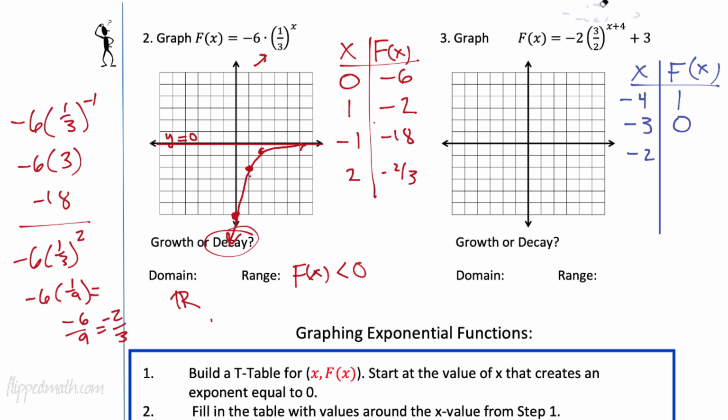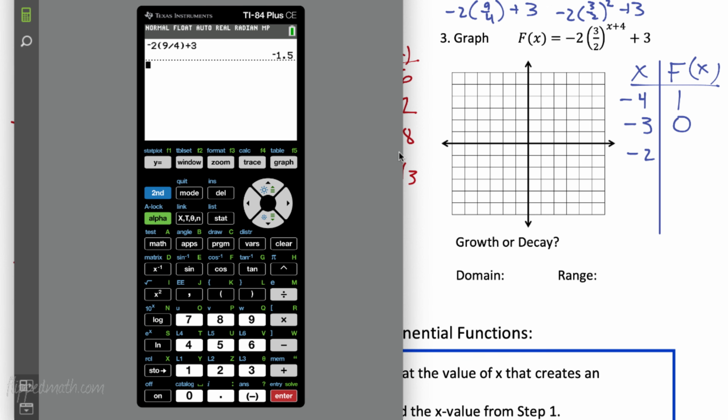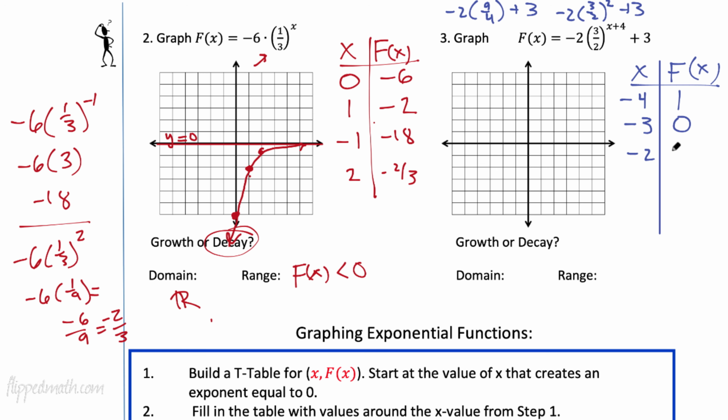Let's plug in a -2. I'm going to erase that for now so we can stay focused. If I plug in a -2, I get -2 times 3/2 squared, and then I get plus 3. So this equals -2 times 9/4. Yeah, we're starting to get decimals, and that's going to happen. Plus 3. Let's just break out our calculator. All right, when I break out my calculator, I get 1.5.